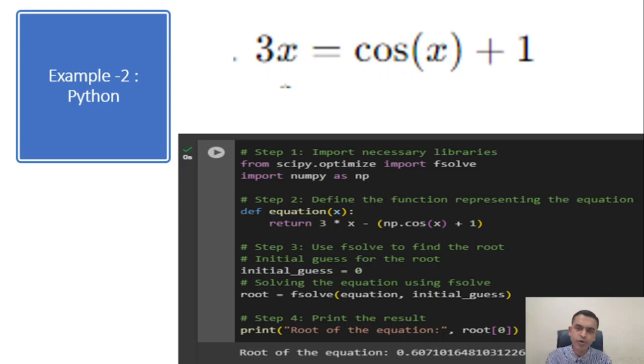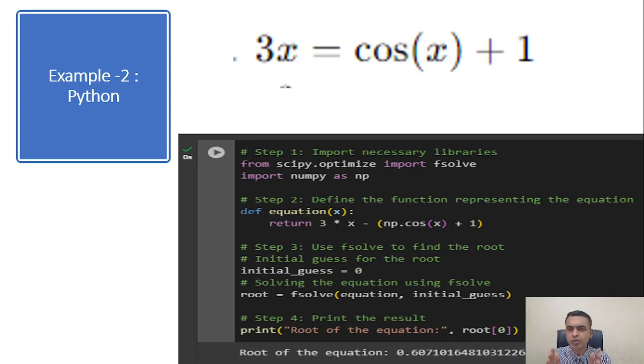So we import numpy as np, we define the equation in x, and then return 3x minus cos x plus 1. Here np.cos, because we are picking the cos function from numpy, therefore we write np.cos. Then we need to provide the initial guess. What is the initial guess? The initial guess is the gut feeling of your answer.